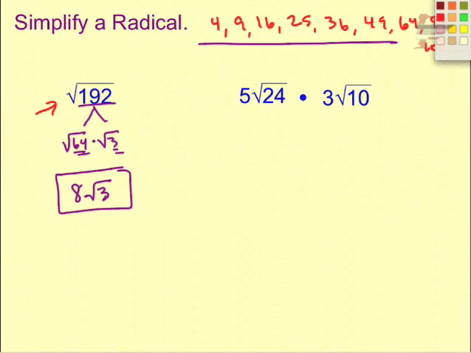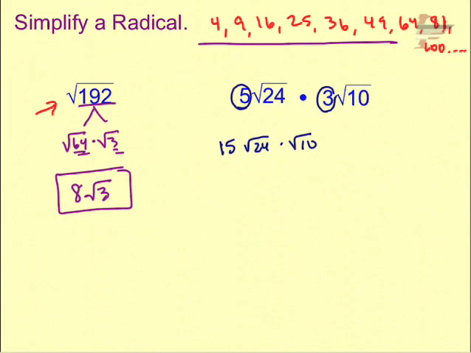So then we move on to this next example. It looks a little bit more complicated. I notice we have some numbers outside of the radical, this 5 and this 3. Those are going to be multiplied together because those are considered like terms in a problem like this. So 5 times 3 is 15, and then we have the square root of 24 times the square root of 10.